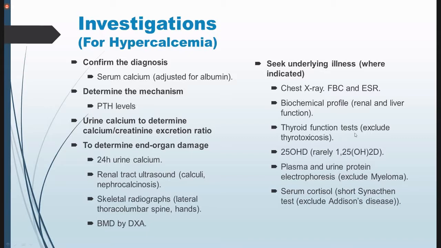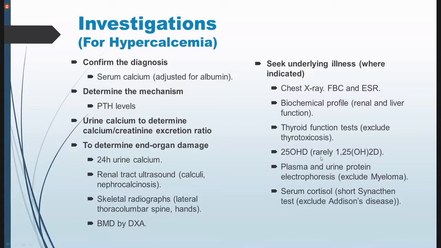Then thyroid function test, because in thyrotoxicosis, again, you get hypercalcemia because all parts of metabolism are hyperfunctioning. The basal metabolic rate is increased. Then bone turnover is increased. That's why hyperthyroidism, that is thyrotoxicosis itself, is causing hypercalcemia.